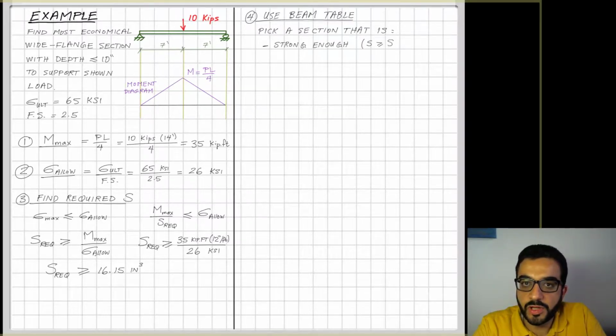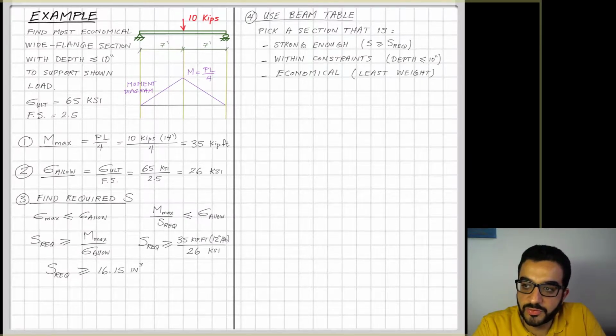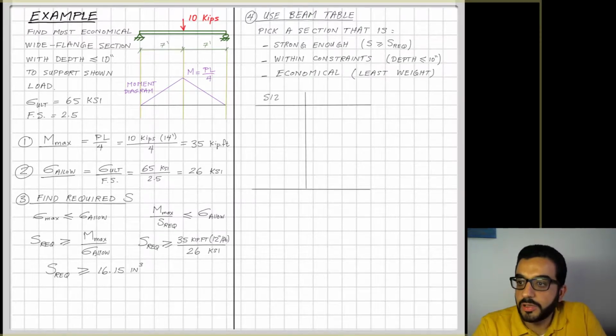So I have to have it strong enough with S more than 16.15 within the constraints, which has a depth of less than 10 inches. And also it has to be economical, meaning that it has to have the least weight. Because the weight of steel translates into the cost of this beam. Because in steel construction, things end up measured by the weight of the steel that's being installed.